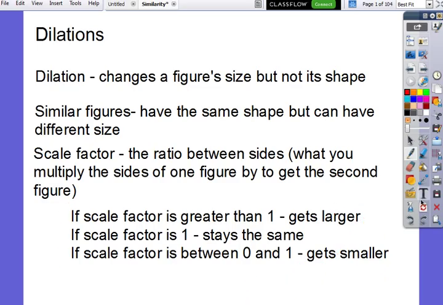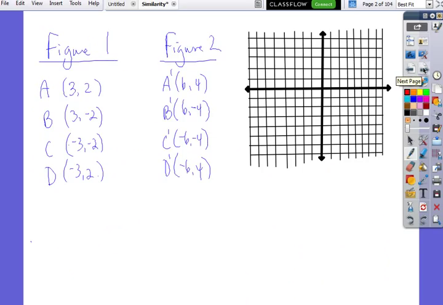All right, graph those two figures on the same graph. When I start graphing this first one, figure 1 is 3, 2, and then 3, -2, -3, -2. All right, so here's my figure 1. Then I go to figure 2, which is 6, 4.